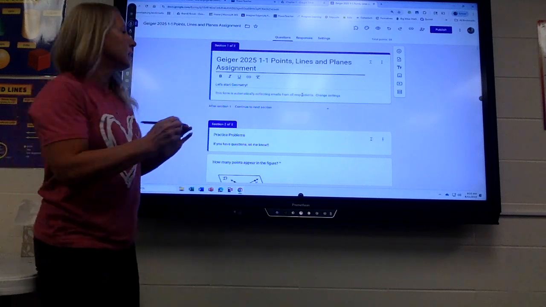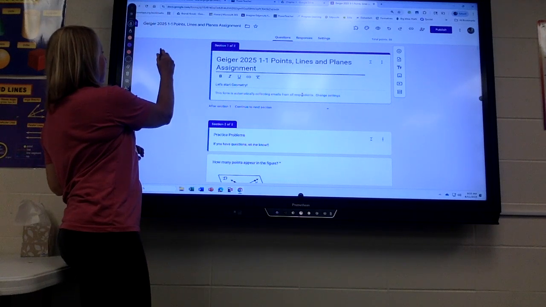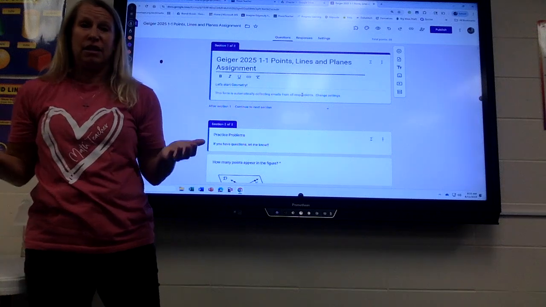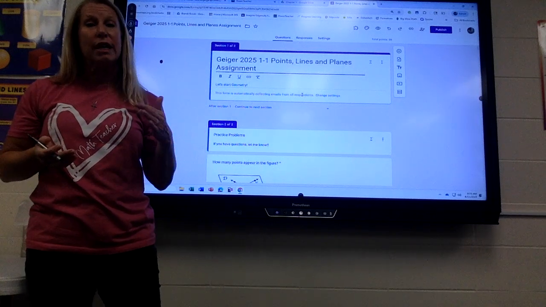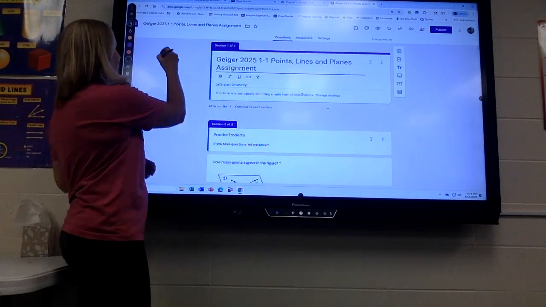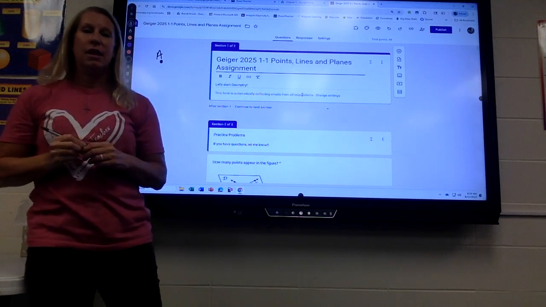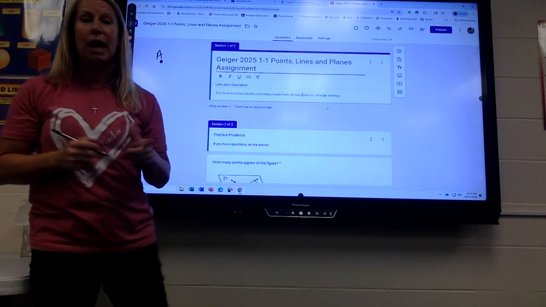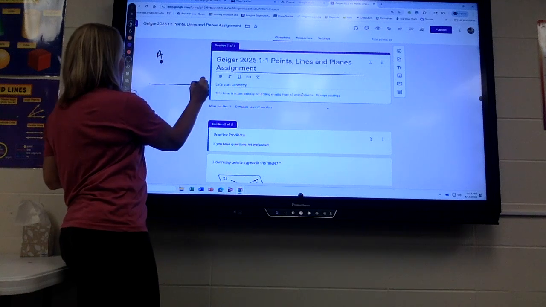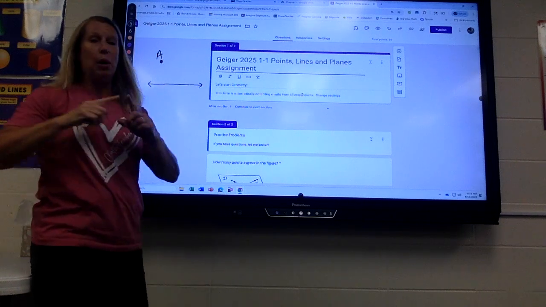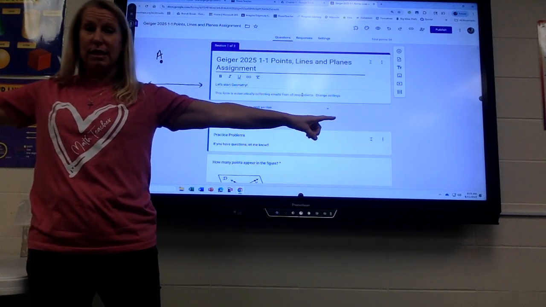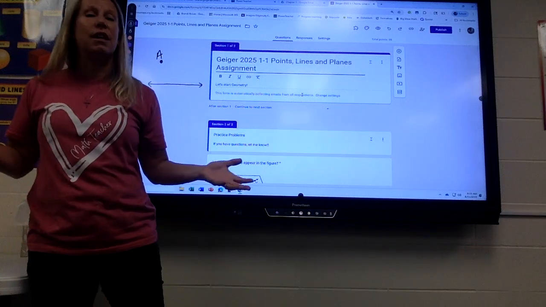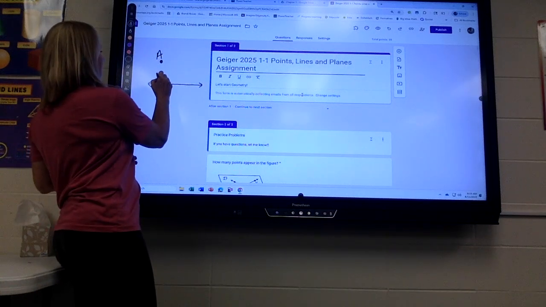A point is just an exact location in space, it's just a location. We generally label a point with a capital letter. So we have points, then we have lines. A line extends in both directions without end. It contains infinitely many points.